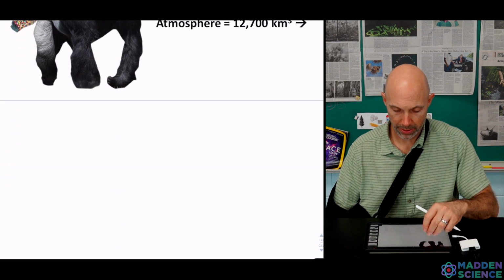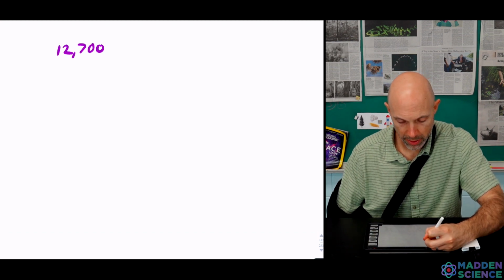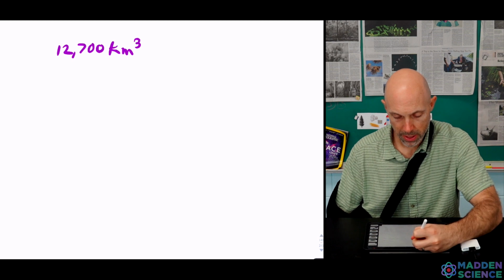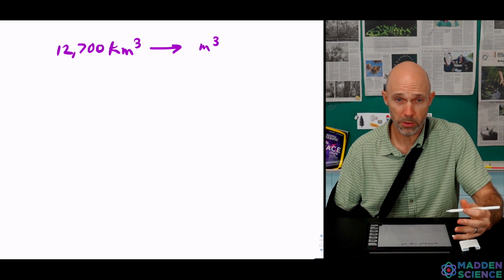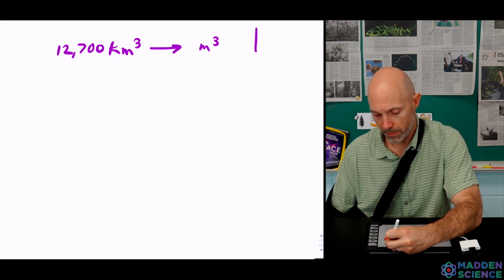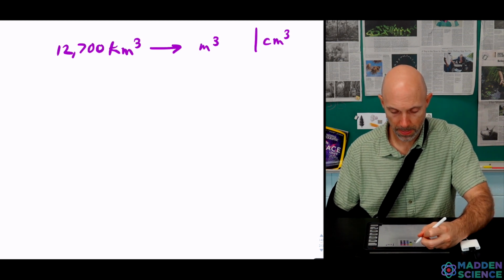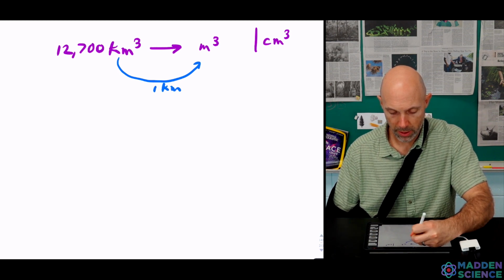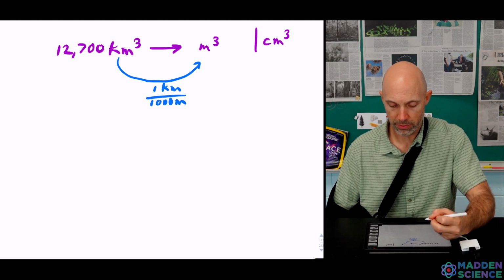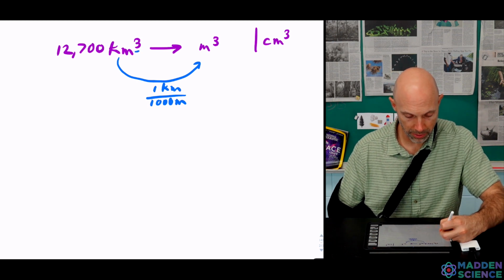So you could, if you wanted, convert 12,700 kilometers cubed into cubic meters, or perhaps cubic centimeters that you could do later. What you want to realize is that the conversion between kilometers and meters is that there is 1 kilometer and 1,000 meters. So that'll work, taking note that this is cubed, so we'd have to do it 3 times. So here's our conversion.